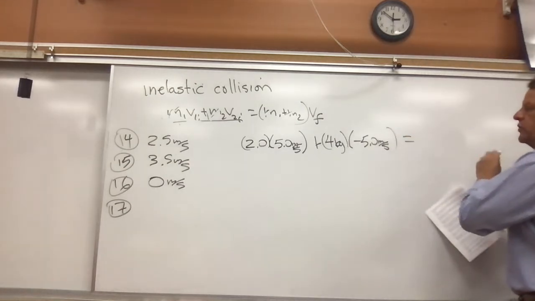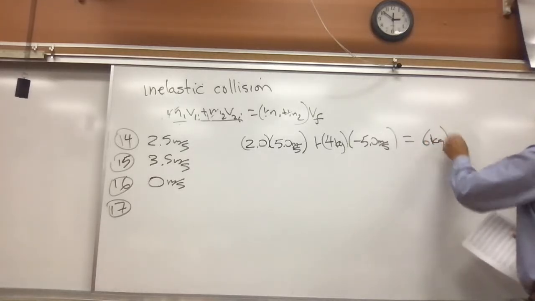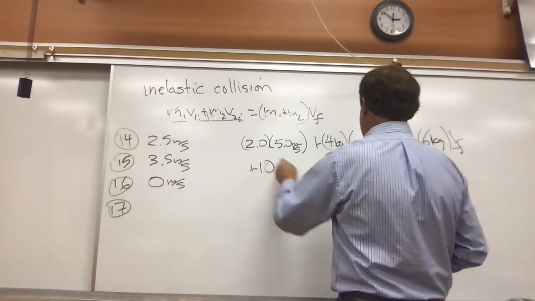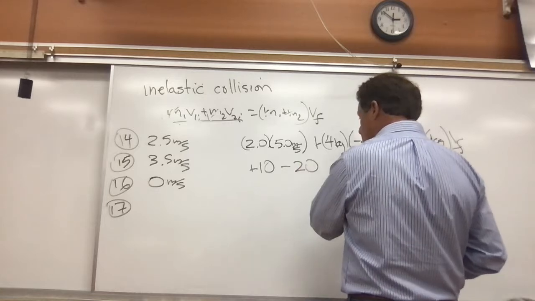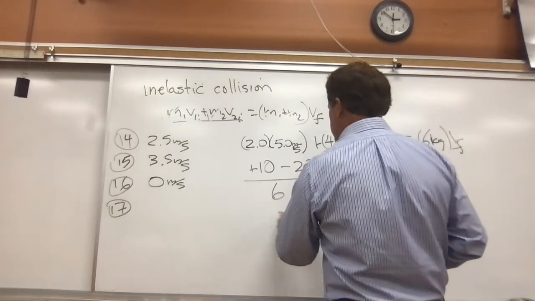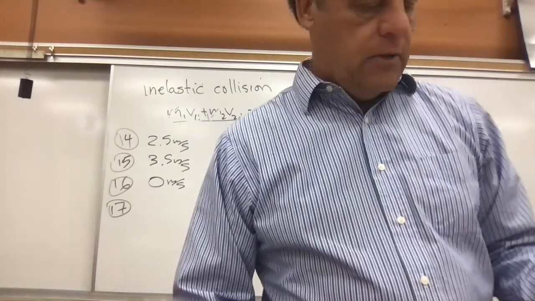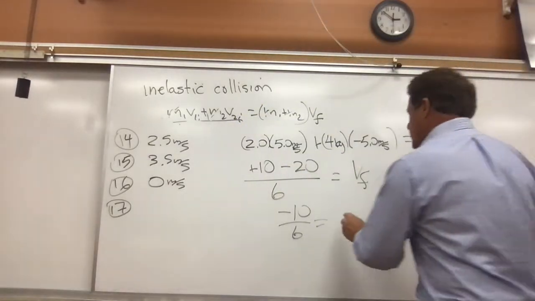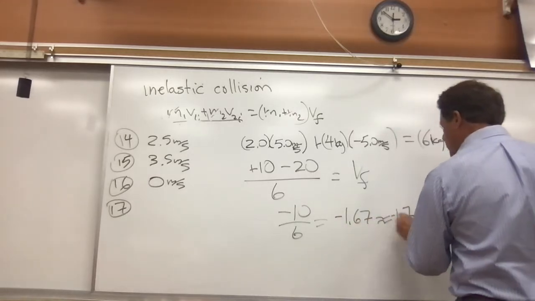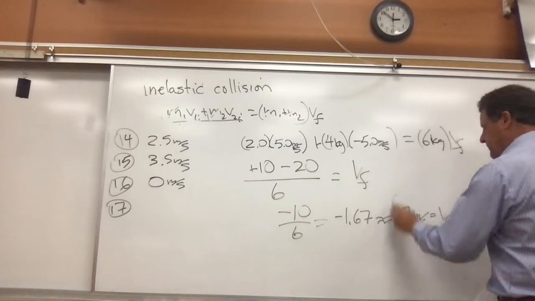And that is going to equal 2 plus 4, which is 6 kilograms times V final. Okay, so we're going to have positive 10 minus 20 divided by 6 is going to be our V final. So obviously we're going to get negative 10 divided by 6, and negative 10 divided by 6 is negative 1.67. Rounding to 2 significant digits, it is negative 1.7 meters per second, which is our V final.